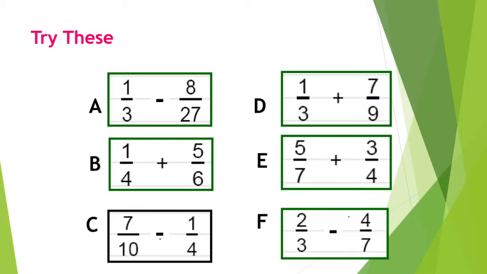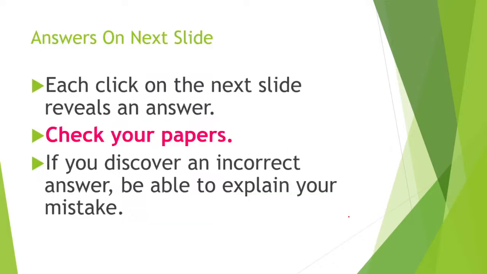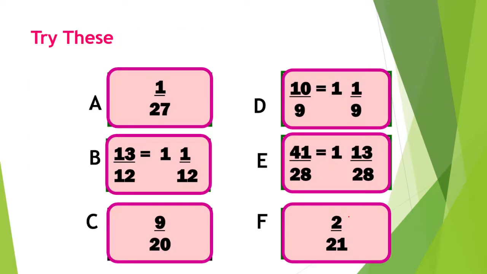Okay, since you have continued or started playing, let us check. So this will be your final answer. So 1 over 27. Letter B, 13 over 12 is not in simplified form. It is 1 and 1/12. So letter C is 9 over 20. Letter D is 1 and 1 over 9. Letter E is 1 and 13 over 28. And letter F is 2 over 21.